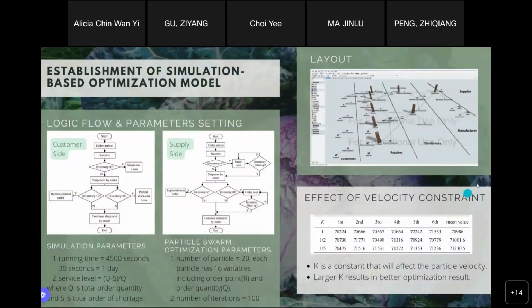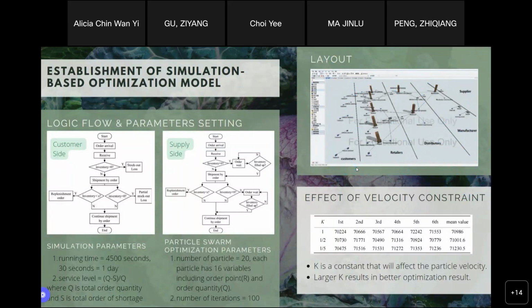So how is this simulation-based optimization model established? We'll first take a look at the layout of the simulation model. Basically, this one node on the right-hand side represents the manufacturer, the two nodes represent distributors, and the five nodes over here are retailers, and the dots are customers that will generate random demands for retailers.